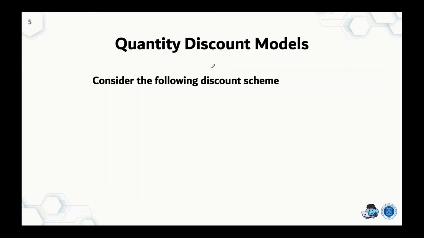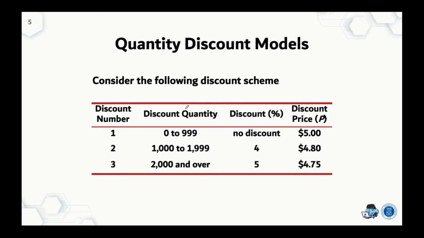Let's discuss further the quantity discount model. Consider the following discount scheme. Discount number 1: when we order 0 to 999, there is no discount, and we purchase at the price of $5. Number 2: if we buy a quantity of 1,000 to 1,999, we have a 4% discount, so our price will be 4.8.